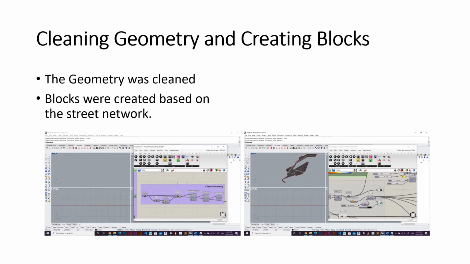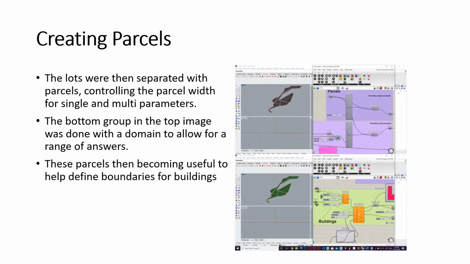The geometry was then cleaned and blocks were created based on the street network. These blocks were then used to create parcels or lots, which were controlled through the single and the multi parameters, with the difference being that the single parameter is based only on a single parameter, and multi-parameter goes through a range, as can be seen in the image below.